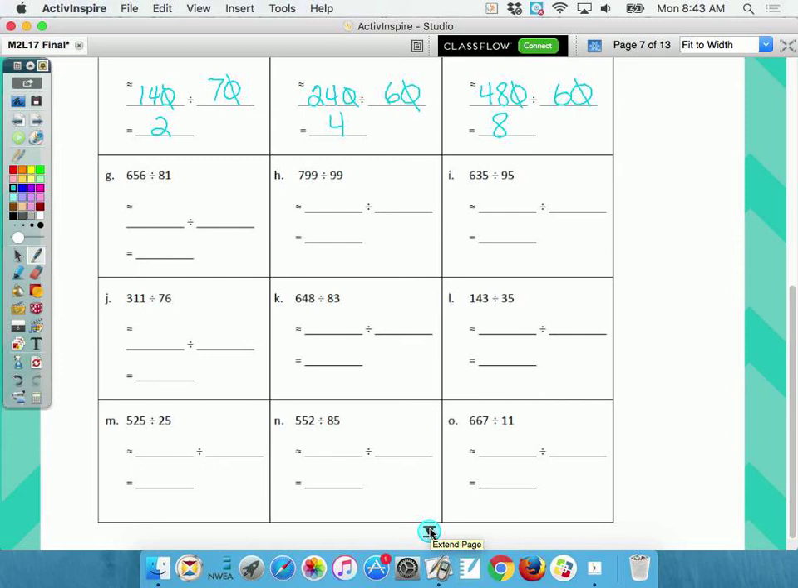Okay, rounding 81 to 80. Okay, this one has two different answers. No, it doesn't. So I would do 660, right, if I rounded that to the nearest 10. But 66 isn't going to work. So what number? 64. 56 is too low. 64. Good. 64 divided by 8 equals 8.